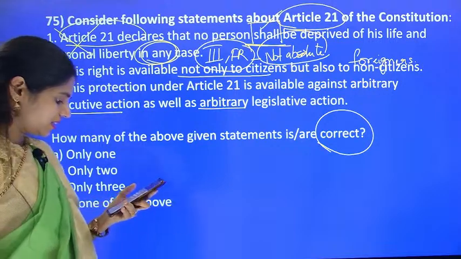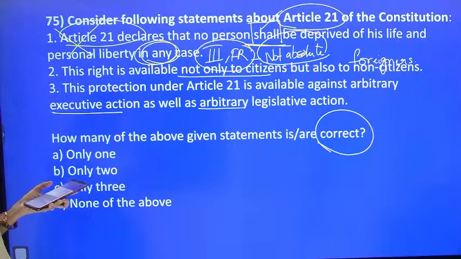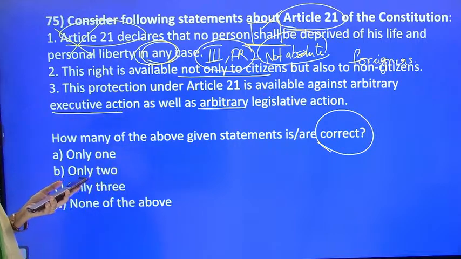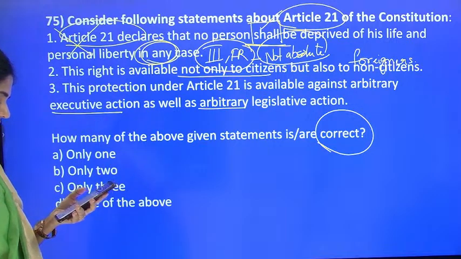Okay Raghu, is it clear? Uma Mahesh, this first statement is incorrect. So how can you say all three are correct? Yes, very good Aditya. At the time of emergency, Article 21 can be restricted. Very good.